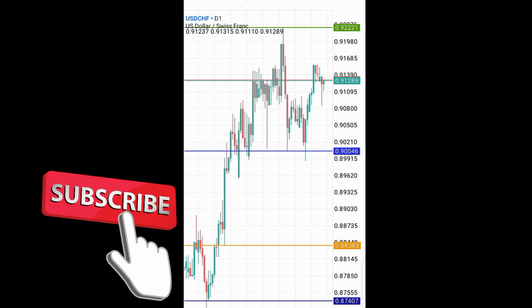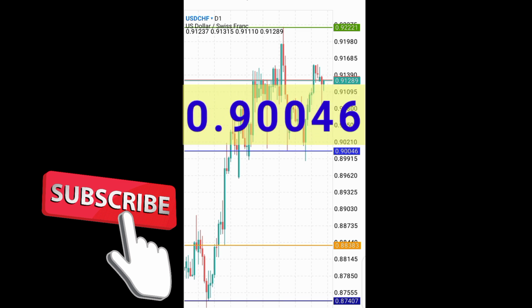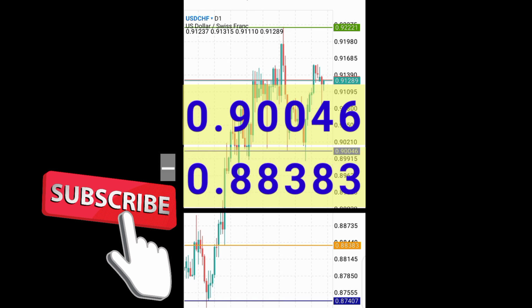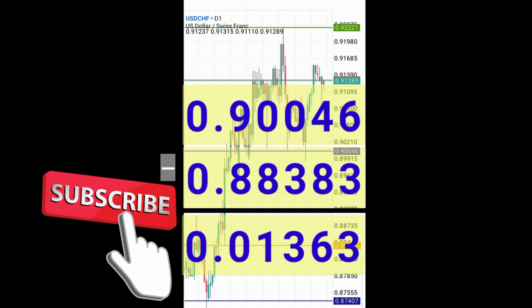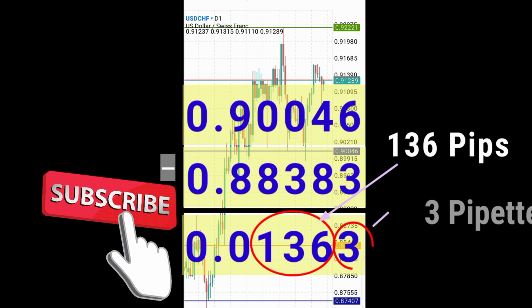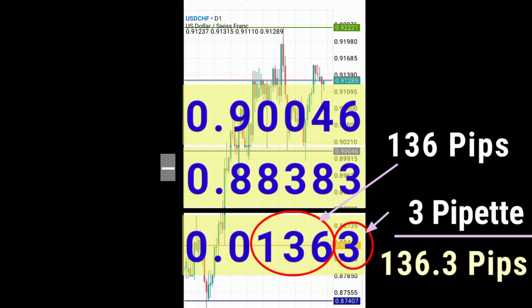Let's say, for instance, we are looking for the number of pips between this blue price level and this price level represented with this orange line. The difference will give us the number of pips, which is 0.90046 minus 0.88383. When you subtract, you get 0.01663. So that is the difference, and the number of pips is 136 pips, 3 pipettes, which is 136.3 pips.